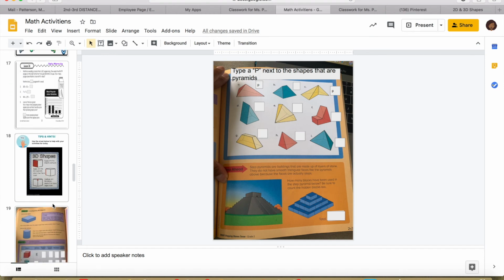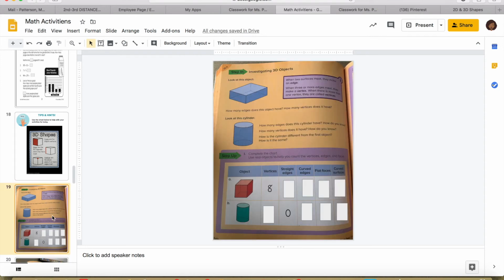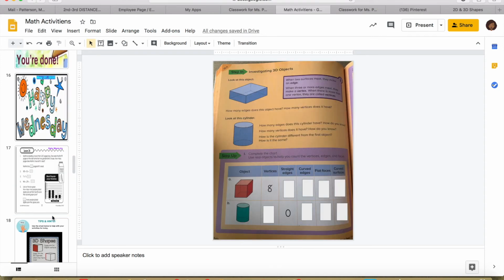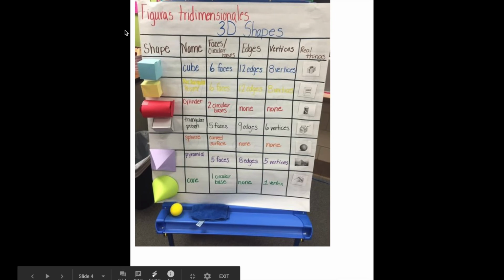All right, the next thing that you guys are going to have to do, and we've already gone over this anchor chart, I use it as one of your tips and hints, is the investigating 3D objects. So I wanted to take a look at this really quickly. I know I've been telling you, and imagining, that if we were in class right now, we would make our own 3D object so you can see what it really looks like. But since we're not in class, we can just imagine.